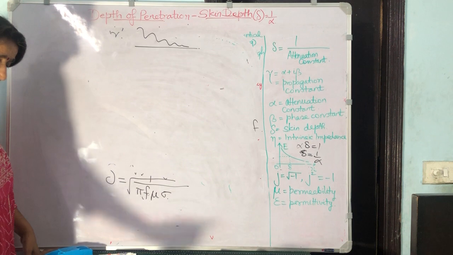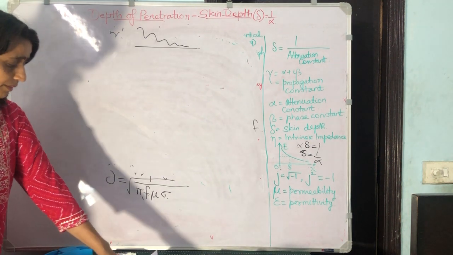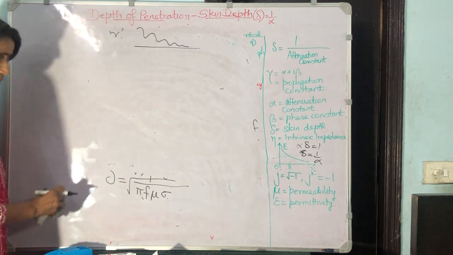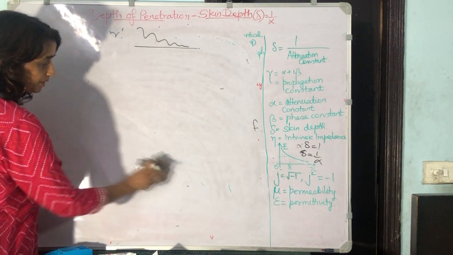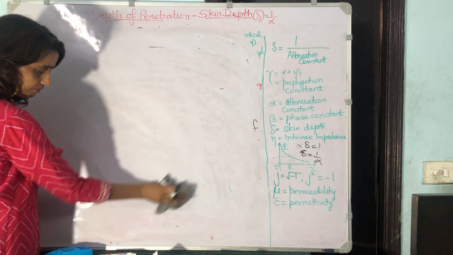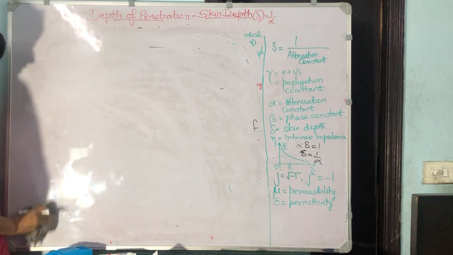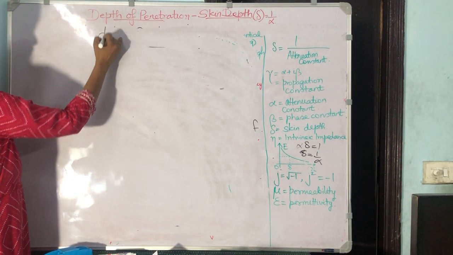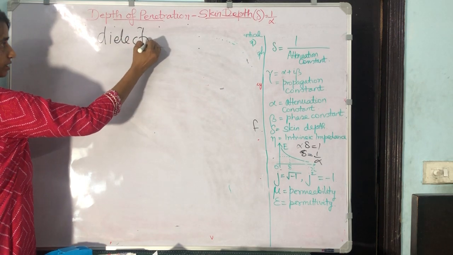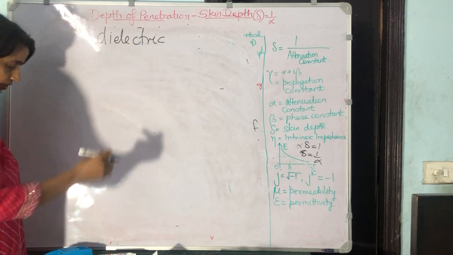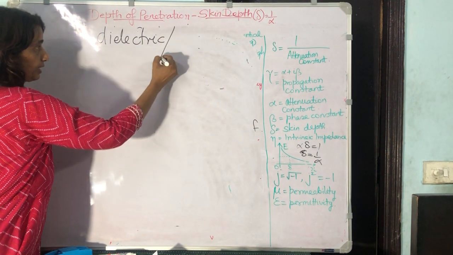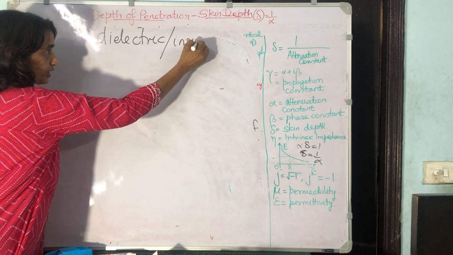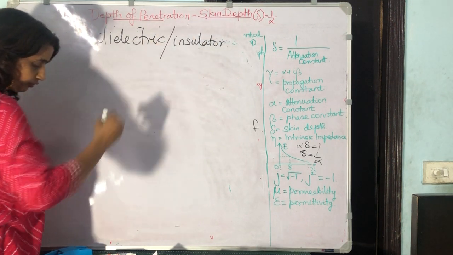Right, now let us see that the depth of penetration at radio frequency in a good conductor is quite small. This serves the purpose of reflecting radar waves from metallic surfaces of aeroplanes. Let us see what the skin depth is for a dielectric or partially conducting medium, or you can also say insulator. What is the formula for skin depth for this case?